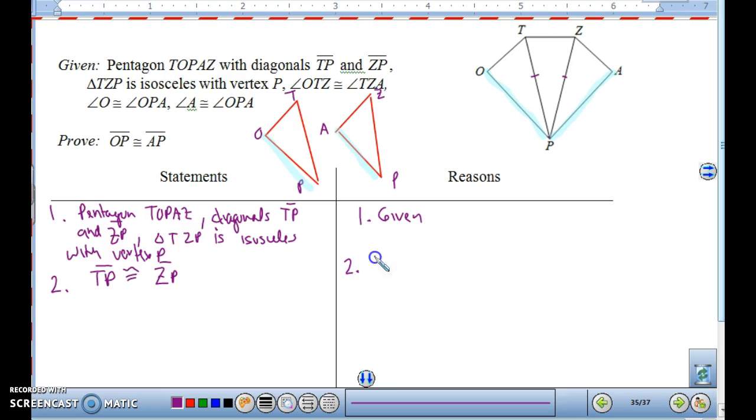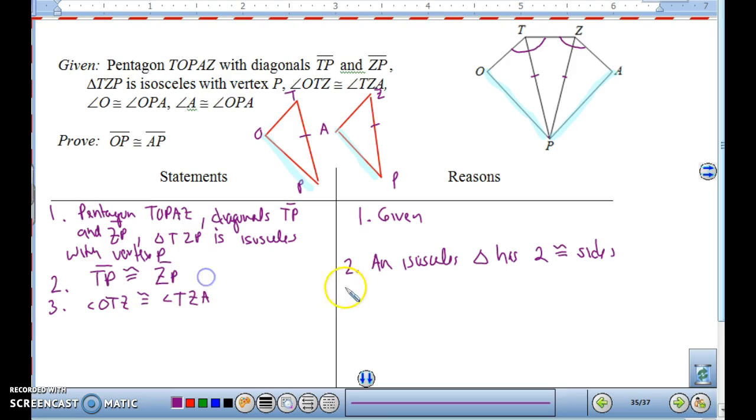So that gives me an isosceles triangle has two congruent sides. So we've just proved that this side and this side are congruent to the triangles that we want. So I've used that given. My next given is angle OTZ, which is this whole angle right here, is congruent to angle TZA. All right, so that's given. Angle OTZ is congruent to angle TZA. That's given.